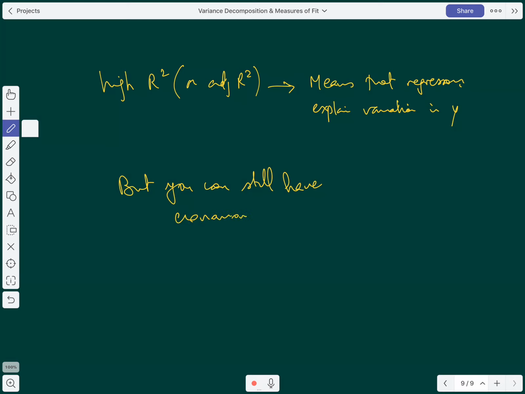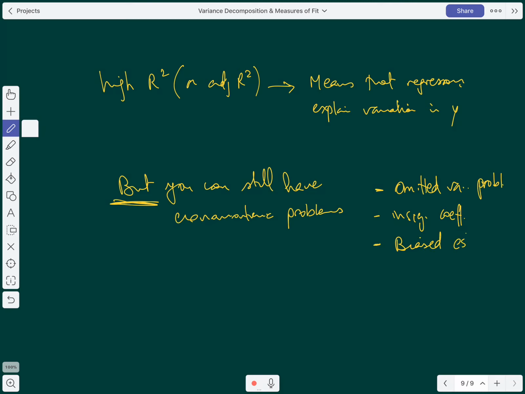So I want you to understand that it's not like the best thing to get a high R square, because you might still suffer from other econometrics problems. It might be the case that we have omitted variables problem. We might have insignificant coefficients. We might have biased estimators. Okay, we might have simultaneous causality. Okay, and so on. We can have a long list, and everything is going to be discussed in the next topic.